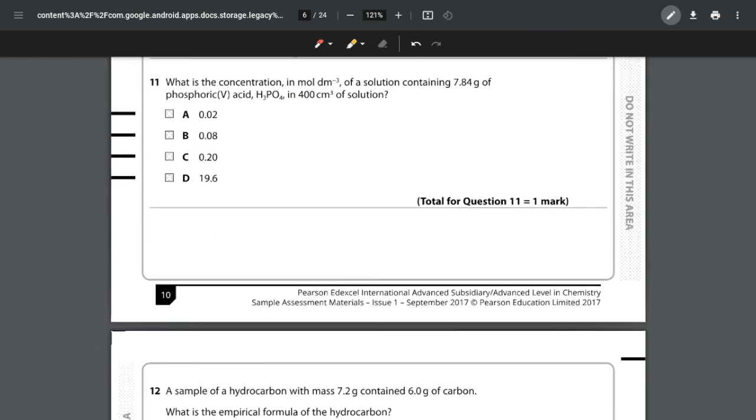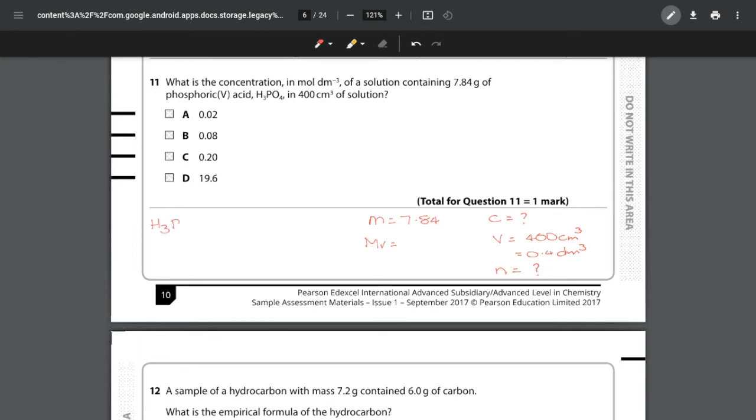For question 11, we want to figure out the concentration in moles per decimeter cubed of a solution containing 7.84 grams of phosphoric acid and 400 centimeters cubed of solution. So the way that I like to approach these is write down everything you have. So you have a mass of 7.84. You want to find the concentration, and you know your volume is 400 centimeters cubed, or 0.4 decimeters cubed.